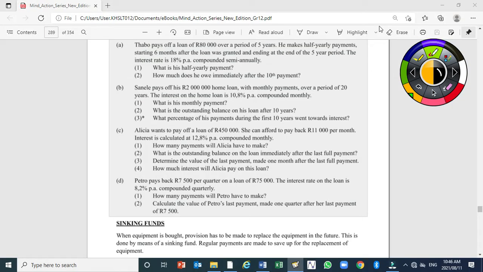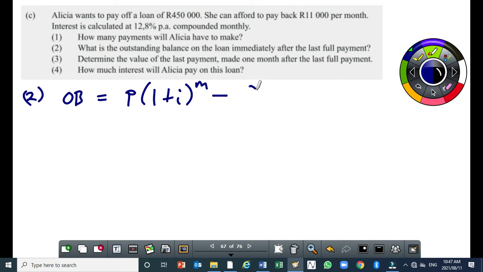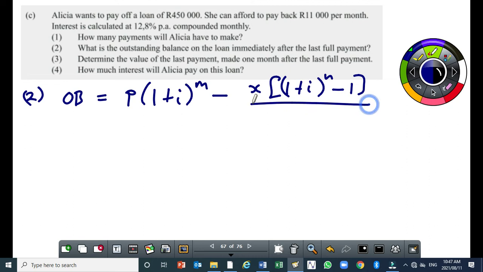Okay. Then the next question says, what is the outstanding balance on the loan immediately after the last full payment? Right, now we want to calculate the outstanding balance. That is, as soon as he finishes paying, he does his last payment, which is 11,000 rand. How much money is he going to be owing? Okay, so we have a formula for balance outstanding. Outstanding balance is equal to P times 1 plus I raised to the power of n, minus x times 1 plus I raised to the power of n minus 1, all over I.